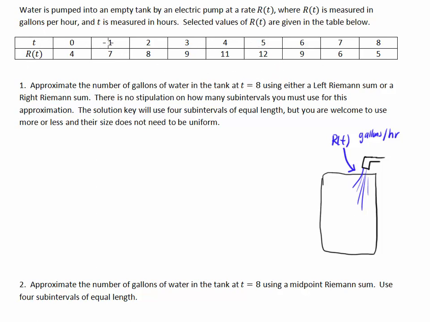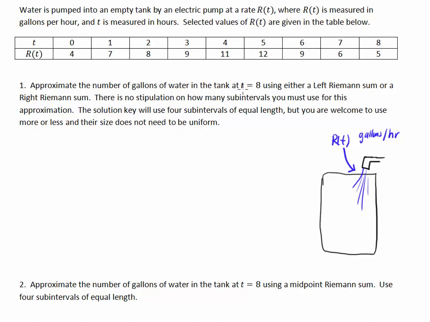So the important thing to remember with this table is we do not know what's happening inside these intervals. Maybe during every half hour the water turns off and the rate is 0. We have no idea. So this is the limited amount of information that we are given. So let's take a look at problem number 1.